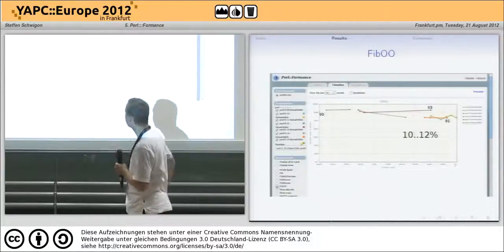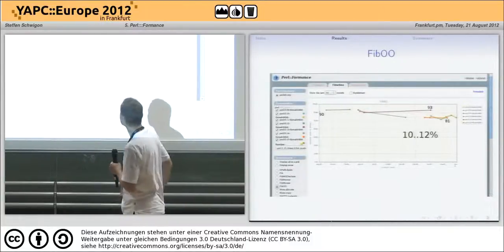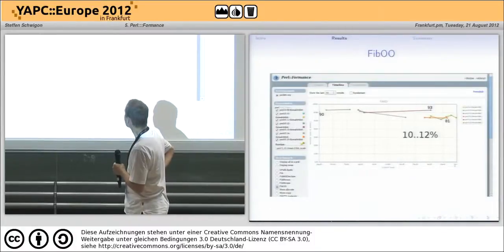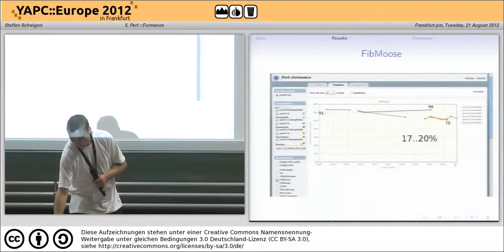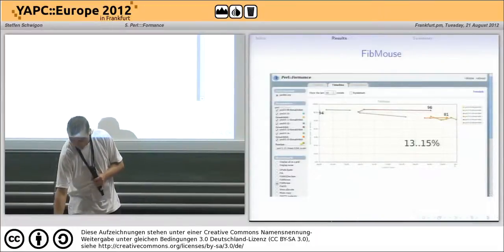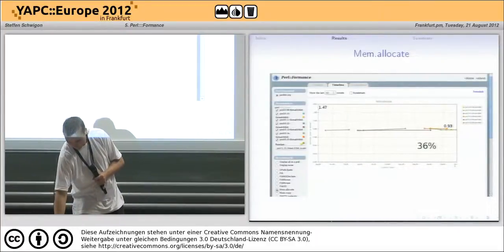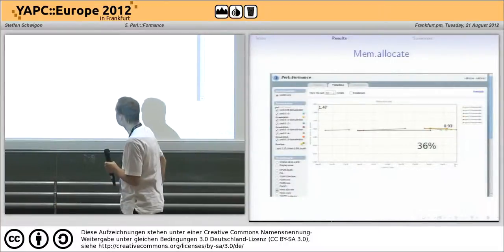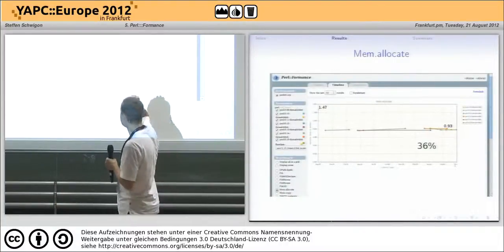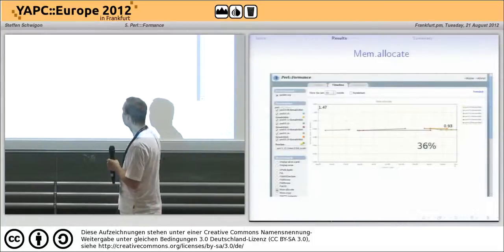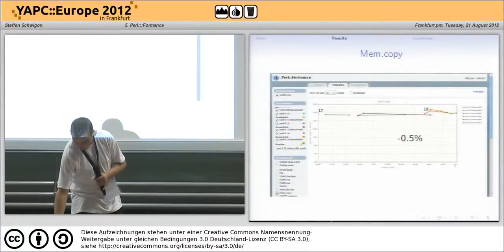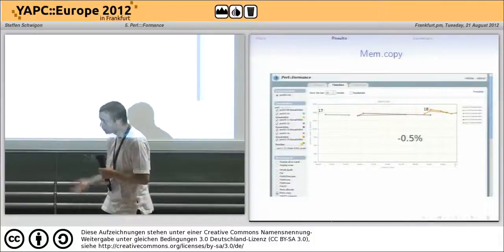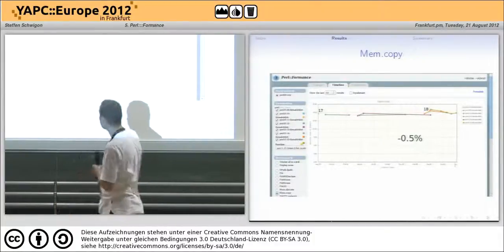On these graphs, I don't have 5.16 yet. I will tell in a minute. So Fibonacci using methods improved by about 10 to 12%. Using Moose, they even improved by up to 20%. Using Mouse, improved by 15%. Here I'm not sure if this is an artifact, because according to my benchmarks in 5.10, the allocation of memory was much slower. Copying around memory got worse a bit.